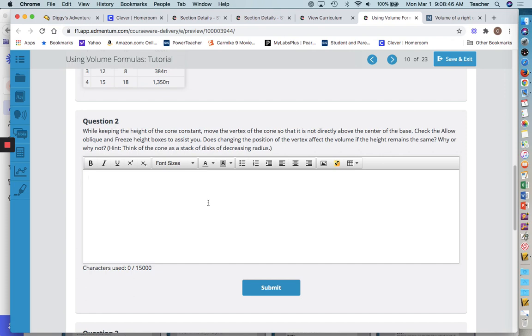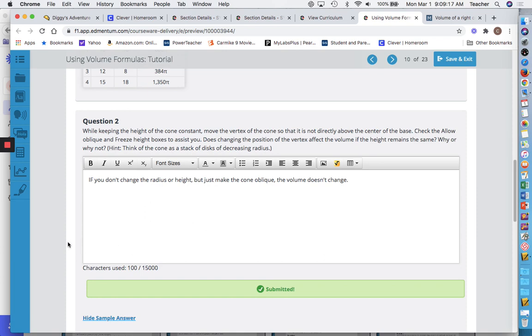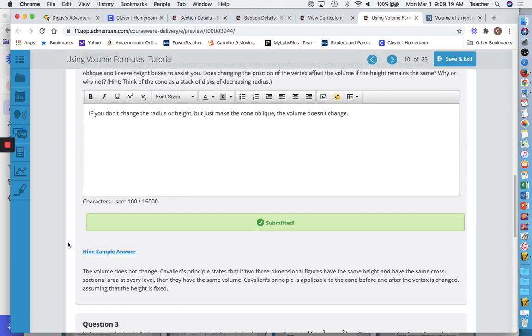No. Because if you don't change anything, then it doesn't change. So, if you don't change the radius or height, but just make the cone oblique, the volume didn't change. Just by sliding it over. If you don't change the dimensions, it doesn't change.